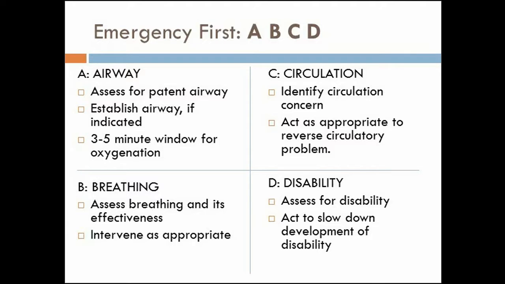And then the D is disability, and that can be a wide variety of things. The main focus here is to slow down or stop or prevent disability. An example of this would be a patient who has high blood pressure. We want to intervene. We want to teach them about blood pressure and how to control it so that they don't end up having renal damage over time, or vision loss over time from uncontrolled hypertension.